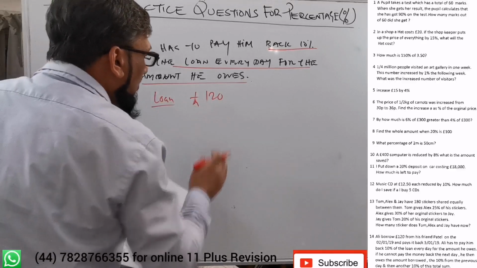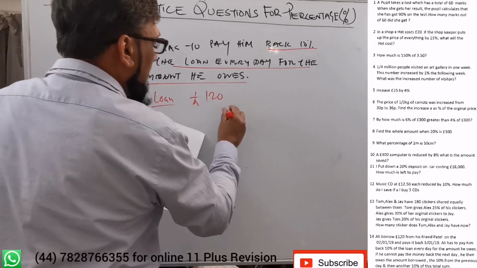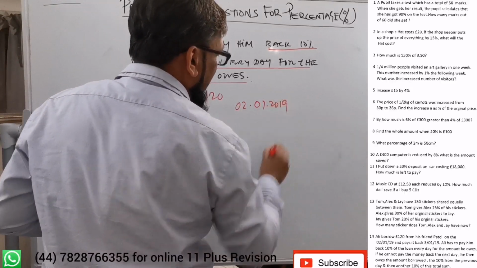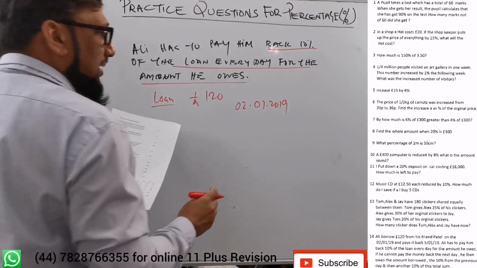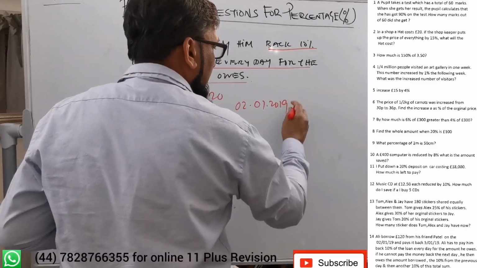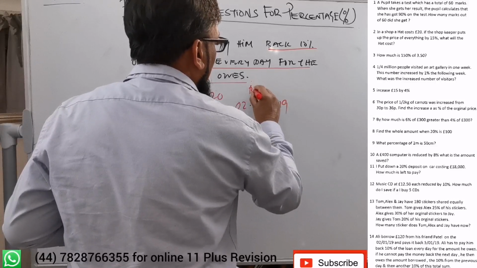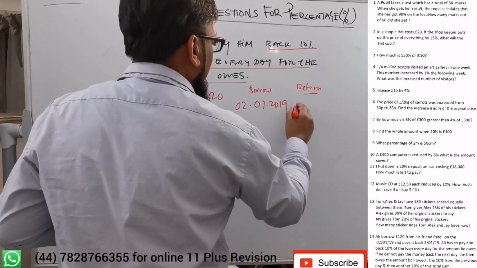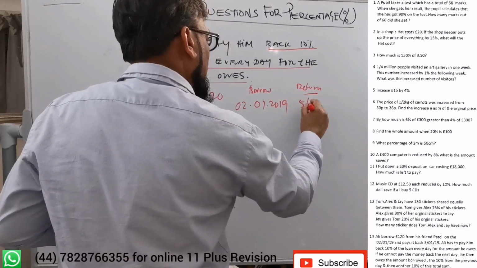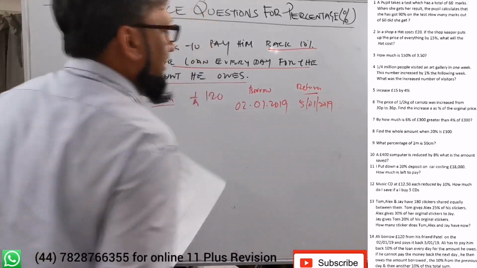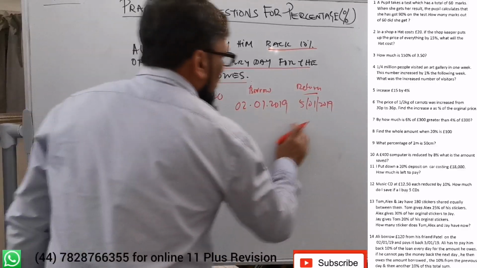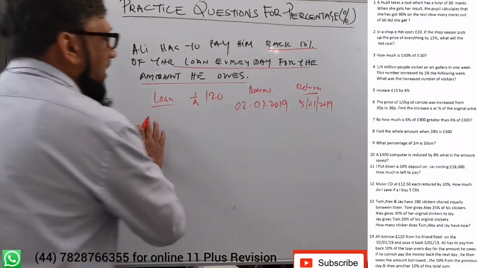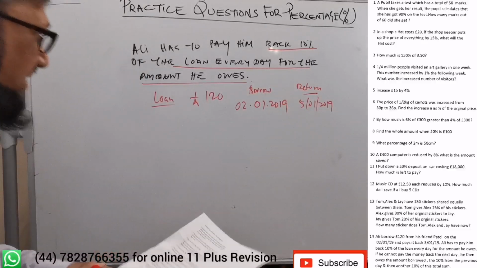And the money was borrowed on the 2nd of January 2019, and the return date is the 5th of January 2019. So it means he borrowed for, in fact, 3 days. So how do we work out this question?